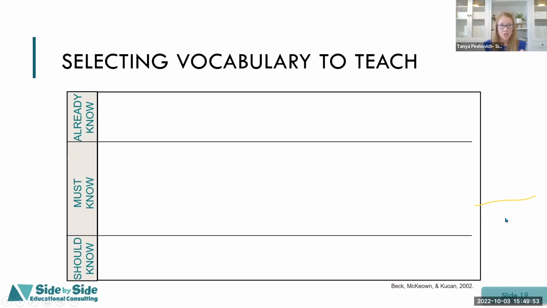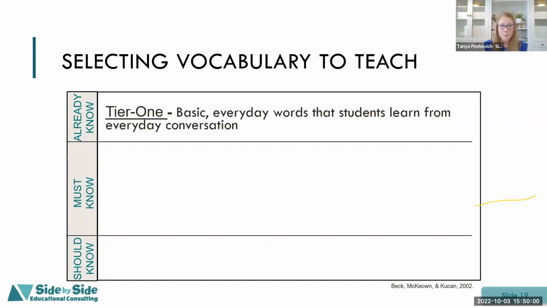You see in your chart, these are labeled in 3 sections. The top one is words that I already know. These are what Beck and colleagues call the tier 1 words. And if you want to, you can add on to your notes on your chart at the top of page 5 as we go through this information. So those tier 1 words, they're basic, everyday words. Oftentimes these are the high frequency words, or what we consider sight words.